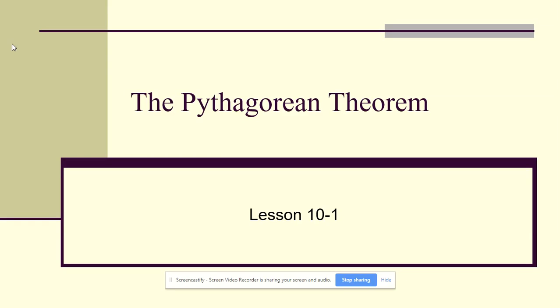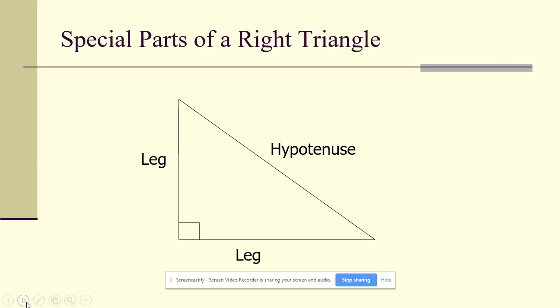This is lesson 10-1, the Pythagorean theorem. First thing we need to do is review a little bit of middle school material. We have special names for the parts of a right triangle.